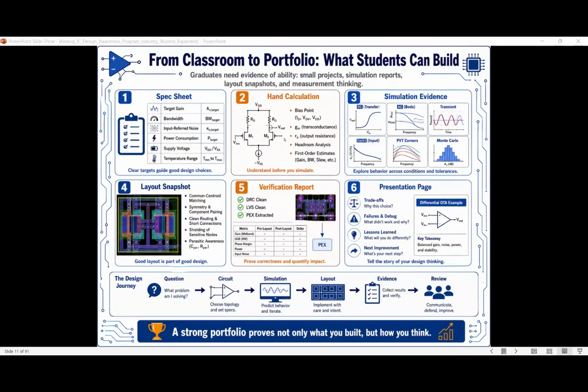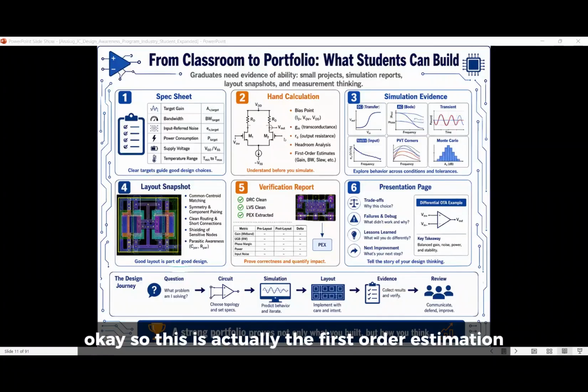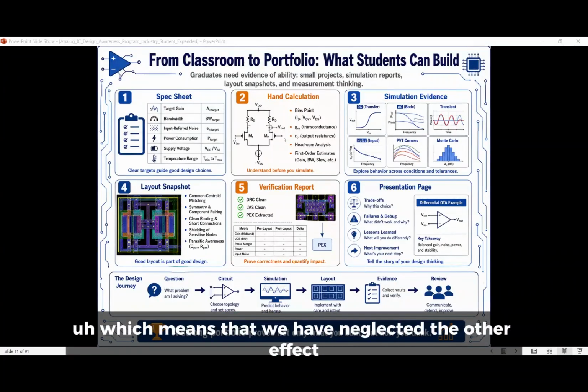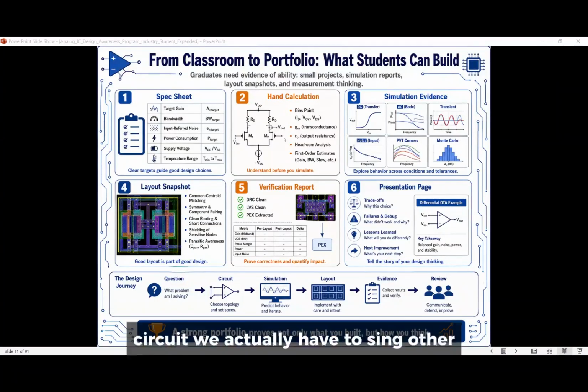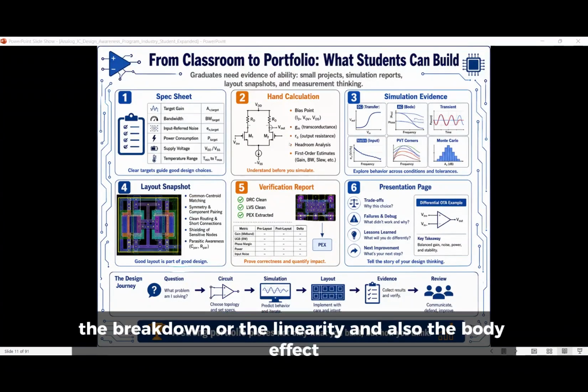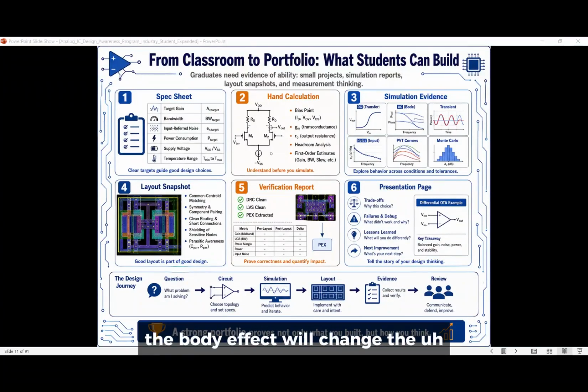Okay, so this is actually the first order estimation, which means that we have neglected the other effects of the transistor. For this kind of circuit, we actually have to think about other possible effects like the breakdown, the linearity, and also the body effect. The body effect will change the threshold voltage we have to consider. But the hand calculation does not care about too much detail of this.